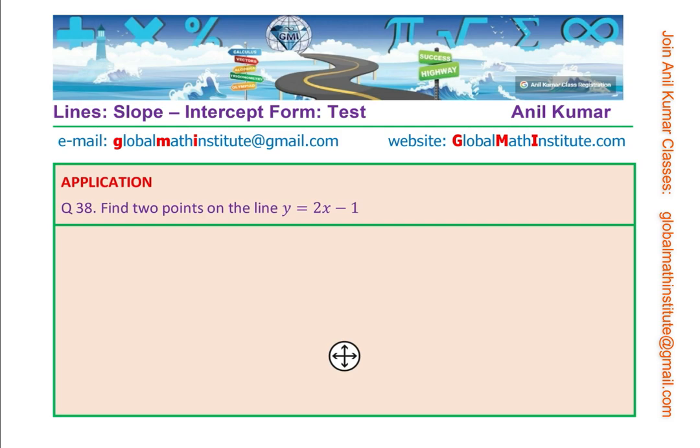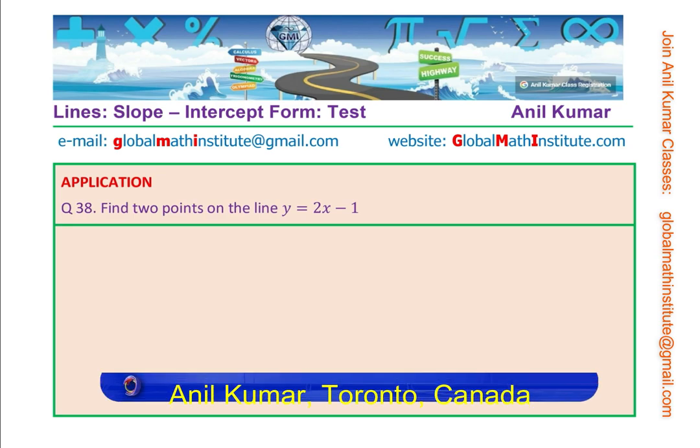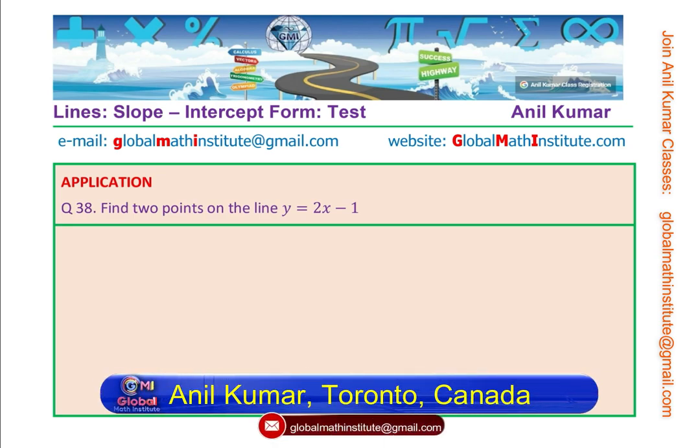Question 38, application question. Find 2 points on the line y equals 2x minus 1. You can always pause the video, answer the question, and then look into my suggestions. Find 2 points on the given line, x minus 3y equals 6.